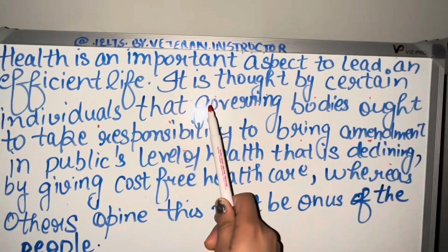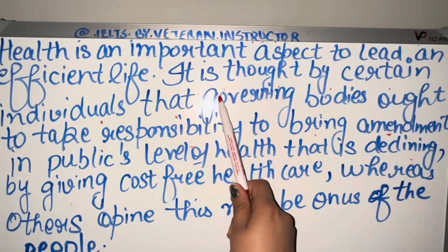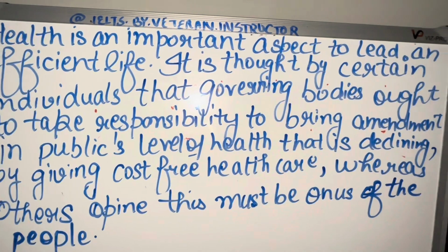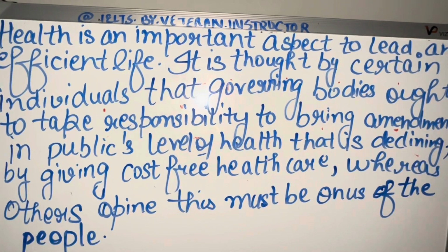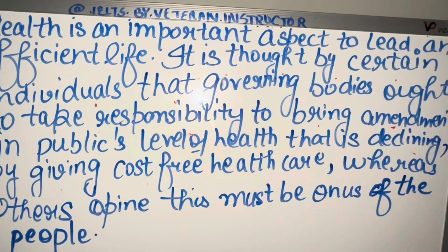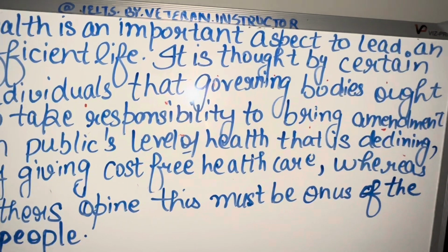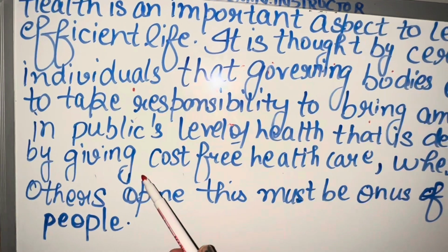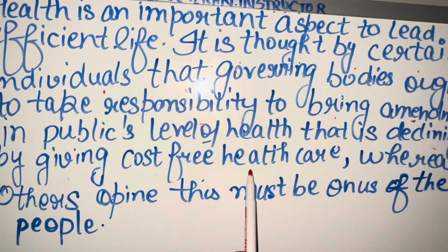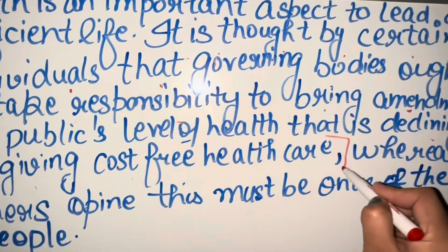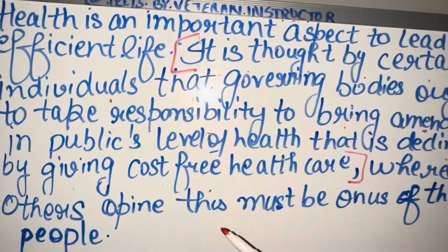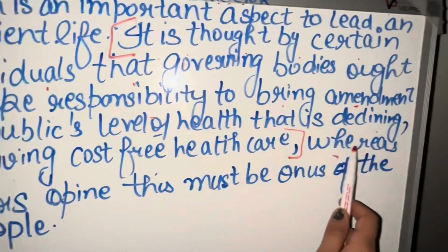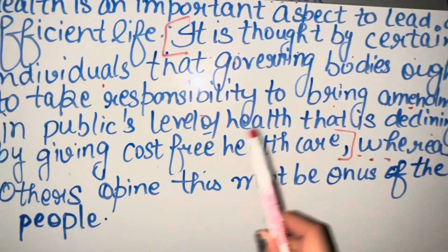So you can again read the first part of the introduction. It is thought by certain individuals that governing bodies ought to take responsibility to bring amendment in public's level of health. It was written there health level, so I have just changed it to level of health, that is declining. How? By providing, it was there, I have written by giving cost free health care. So this is one part I have paraphrased because it was quite long. The second was quite simple, that public should take. So while, I have written whereas. I'll tell you more words for this in my upcoming videos.